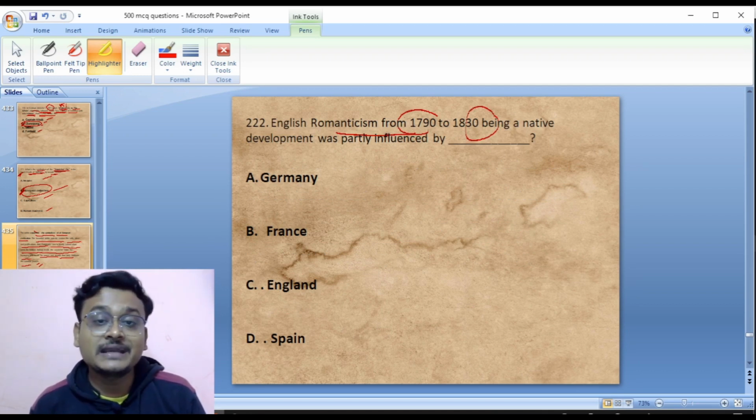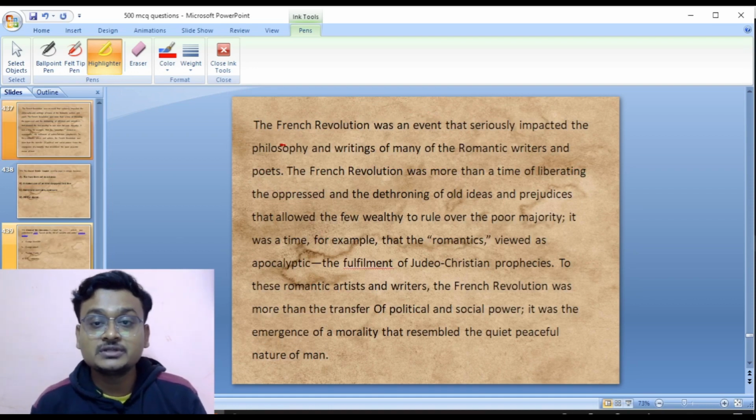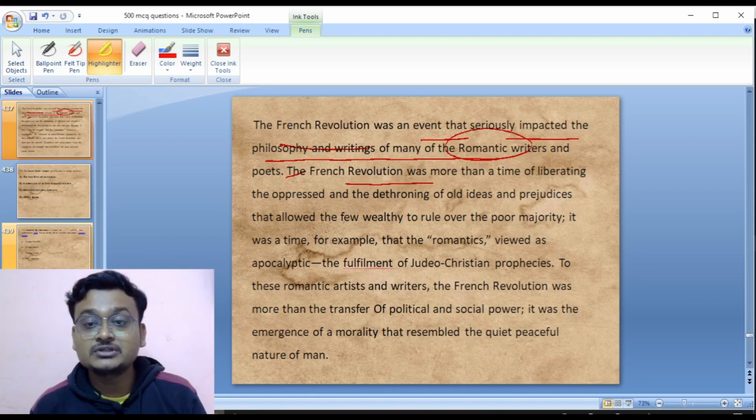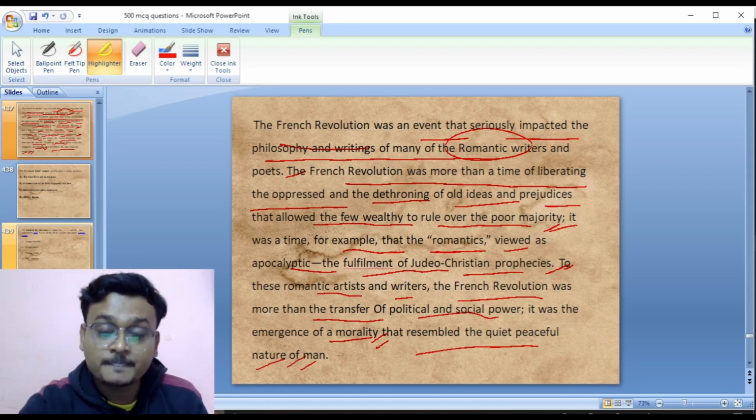English Romanticism, from 1798 to 1830, being a native development, was partly influenced by what? The French Revolution. So it is France. The French Revolution was an event that seriously impacted the philosophy and writings of many Romantic writers and poets. It was more than a time of liberating the oppressed and dethroning old ideas and prejudices that allowed the wealthy few to rule over the poor majority. The Romantics viewed it as apocalyptic, the fulfillment of Judeo-Christian prophecies. To them, it was more than a transfer of political and social power; it was the emergence of a morality that resembled the quiet, peaceful nature of man. So it is very important.